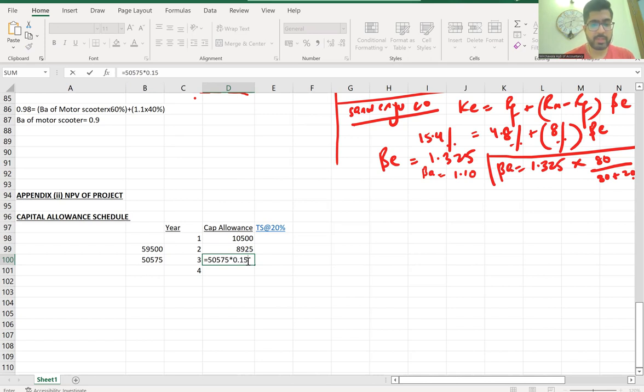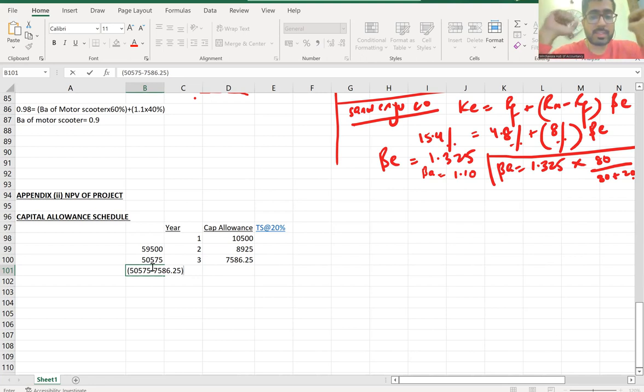In year three, it's 50,575 into 15% reducing balance, 7,586.25. And in year four, the net book value is 50,575 minus 7,586.25. This is the net book value. Okay. Since year four is the last year, all net book value should be charged in the last year, because you don't have any other option to charge depreciation further. In year one, you did 70 million into 15%. In year two, 59.5 million, the net book value, into 15%. In year three, net book value 50,575 into 15%. Year four, net book value is 50,575 minus 7,586. This is the net book value. All net book value remaining should be charged to this last year.